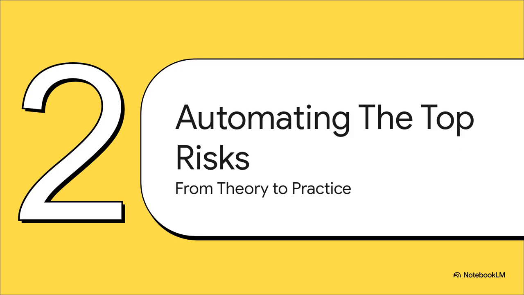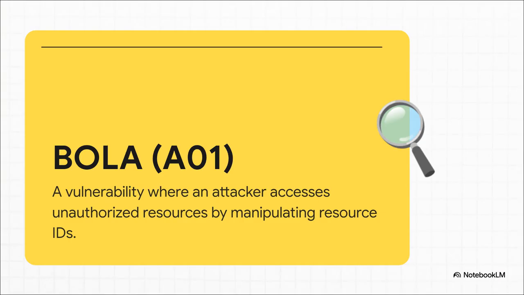All right, enough theory. Let's get our hands dirty and actually automate tests for these huge risks. And trust me, you've totally got this. Getting started is way easier than you think. So let's start with the undisputed king of API vulnerabilities, BOLA, Broken Object Level Authorization. It's number 1 for a reason, people.